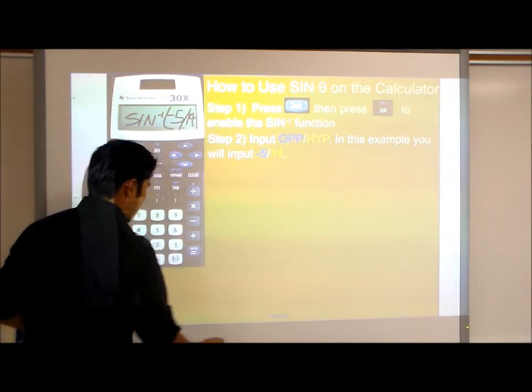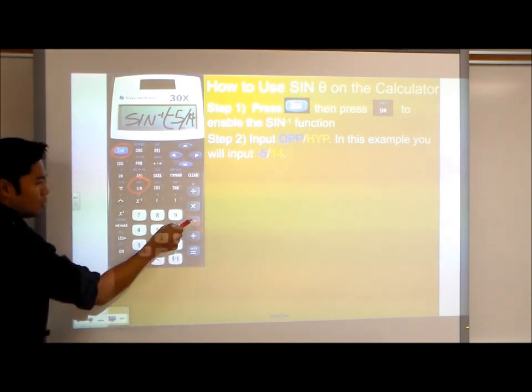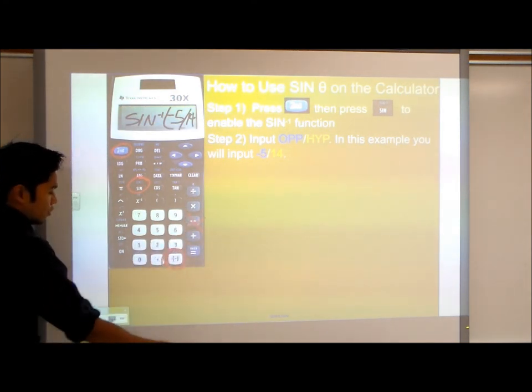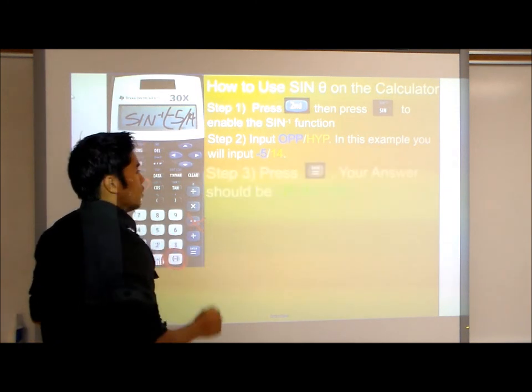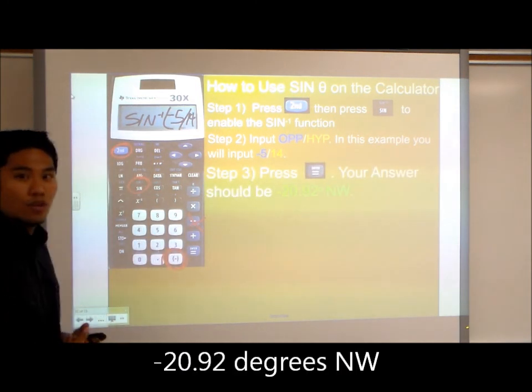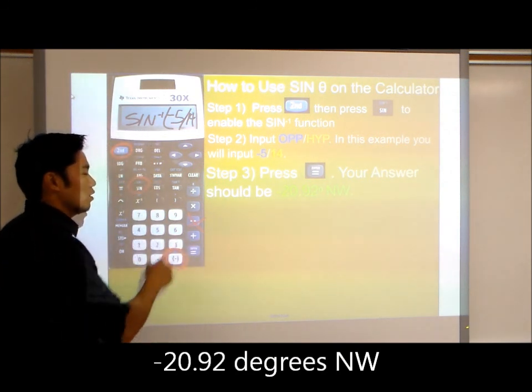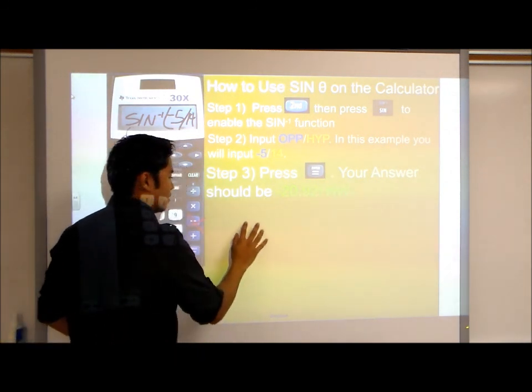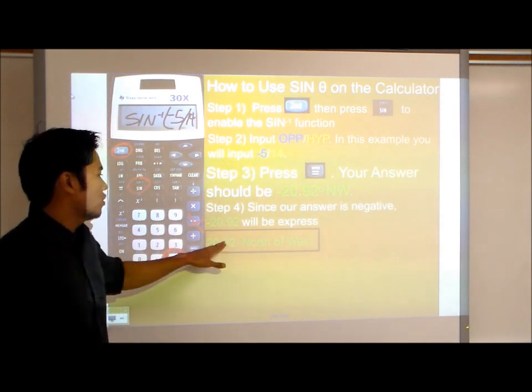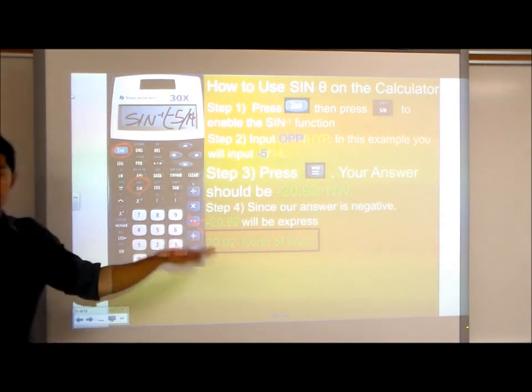And one more time, spank your hand. Do not do that. Don't push minus. Go ahead and push your negative sign there. And when you push enter, you get -20.92 degrees northwest. Remember, we just simply go north of west. Box your answer. So this is what I'm looking for on the test.